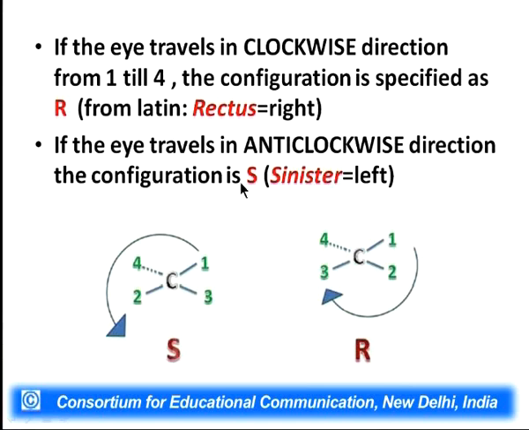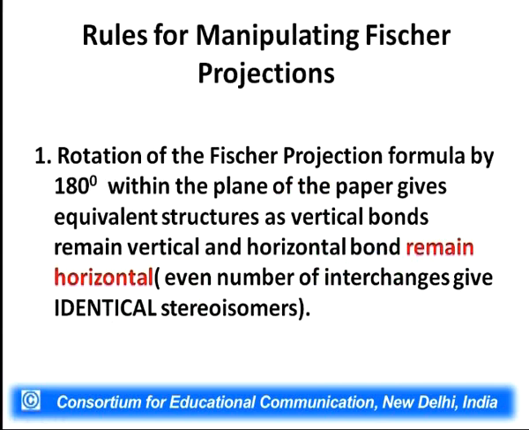And if your eye travels in anti-clockwise direction from group having highest priority to the lowest priority, then we will give it configuration S, which means sinister, which is a Latin word meaning left. So now let us look into few examples.